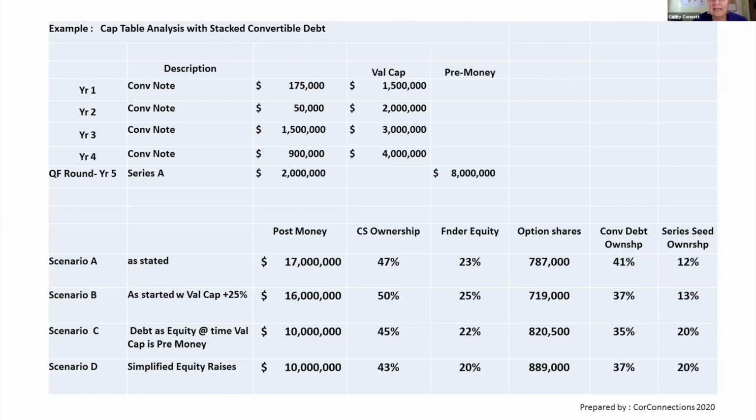And as you can see, the ownership numbers don't change significantly. The convertible debt ownership goes down. The Series A round has a higher ownership, but one of the important points is the $10 million post-money valuation.